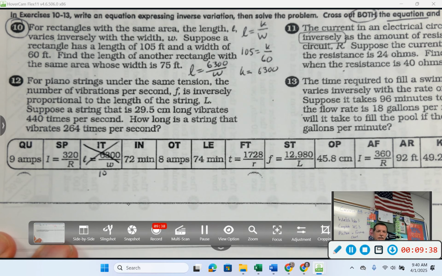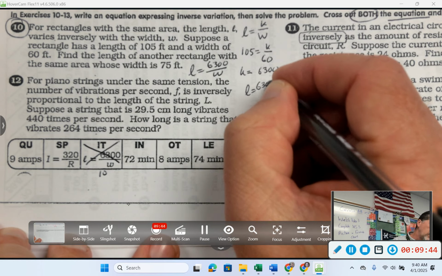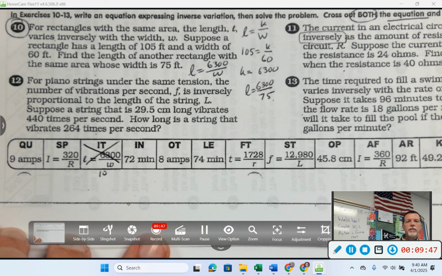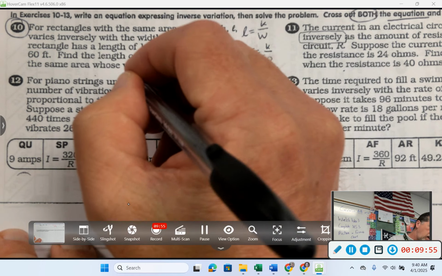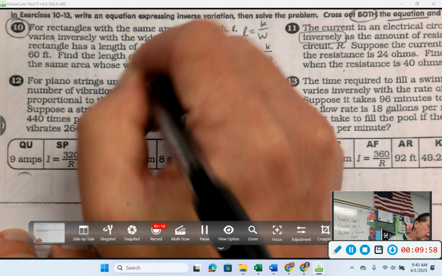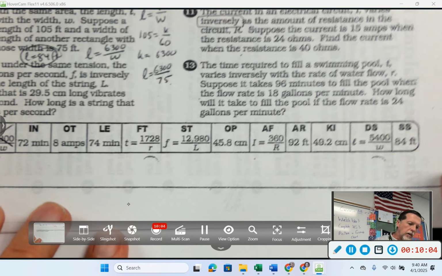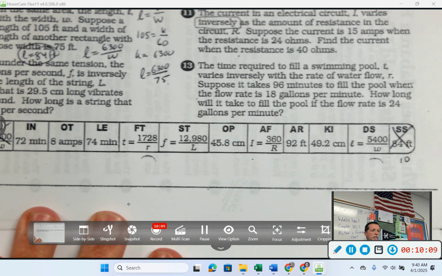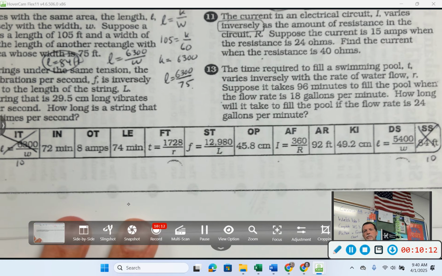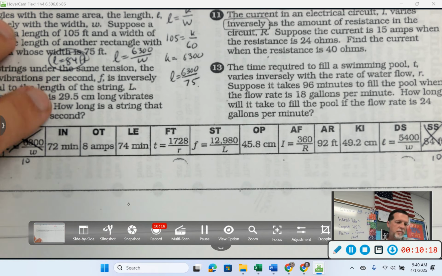Find the length of another rectangle with the same area whose width is 75. So L equals 6,300 over 75. You've got a calculator, so 6,300 divided by 75. L equals 84 feet. All the way there at the end. So 10, 11, 12, 13, make sure you find both answers, the equation and the answer, then mark them out. Your answer will be a very bad pun.